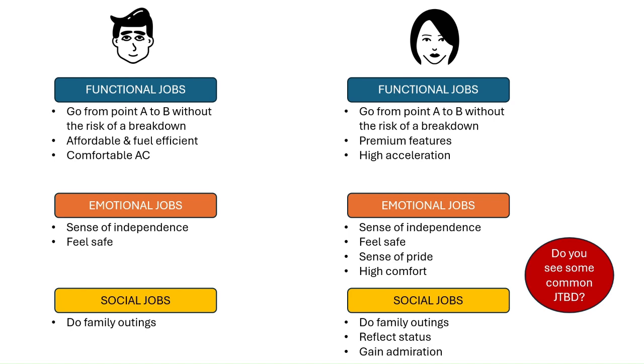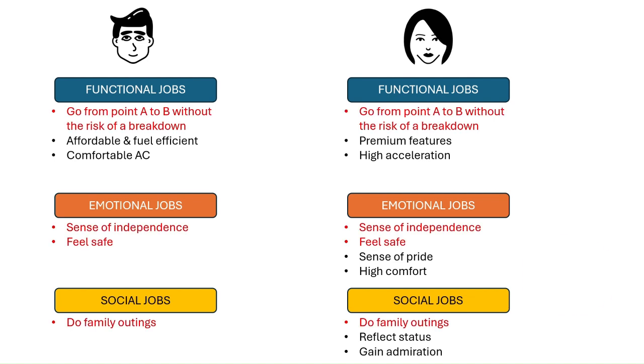So do you see some common jobs? Yes, we see. One is to go from point A to B without the risk of breakdown. This is common functionally for both persons, right? And again emotionally, a sense of independence, feeling safe, and doing a family outing. These are common to both, right? Which car would each buy, right?